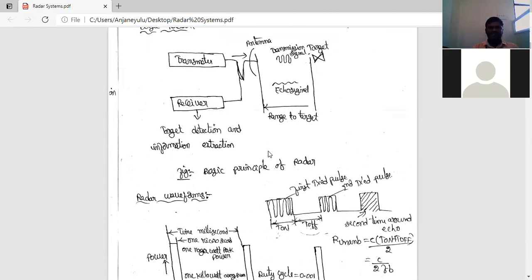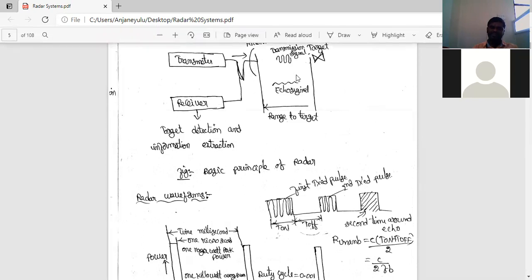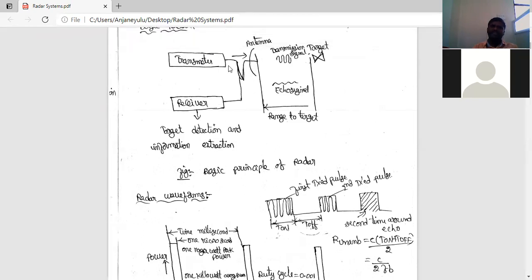This is the basic radar diagram. It consists of one transmitter and one receiver. This is the target here. When we transmit the electromagnetic signals from the transmitter to the target, some signals are absorbed by the target, some signals are deviated from the target, and the remaining signals are reflected back to the receiver. Those reflected signals are called echo signals.